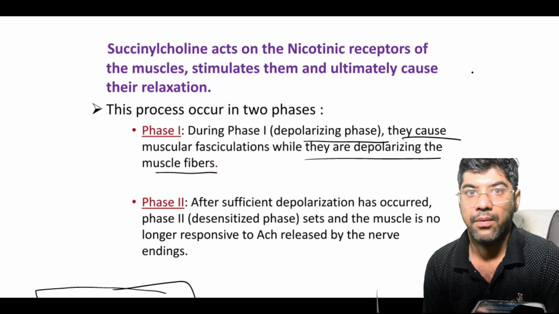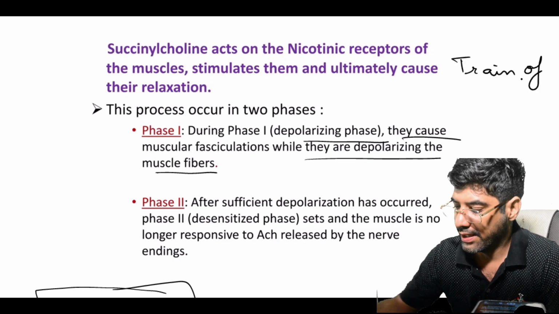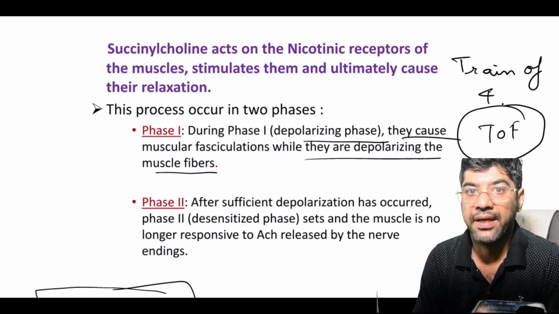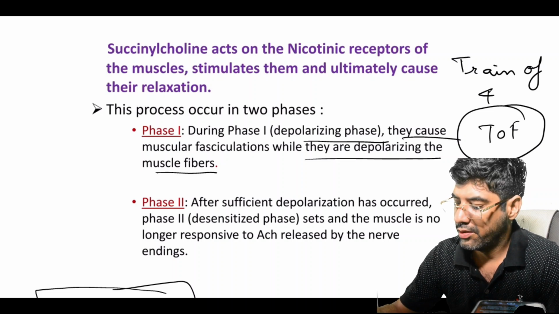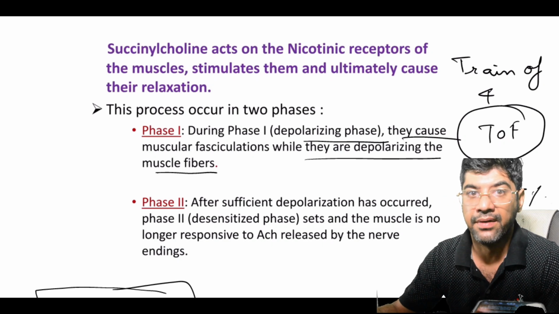What is train of 4 monitoring? Train of 4 stimulation involves delivering 4 electrical impulses to peripheral nerves and observing the muscle response. So the TOF ratio measures how well the muscles are recovering from the blockage. In practice, the reappearance of the second twitch corresponds to 10% recovery, while the fourth twitch represents 25% recovery.